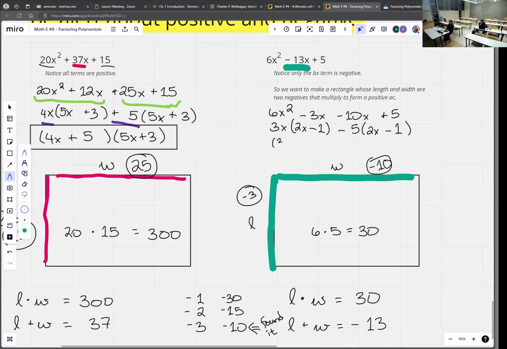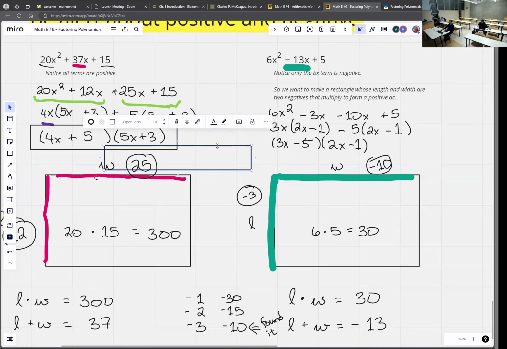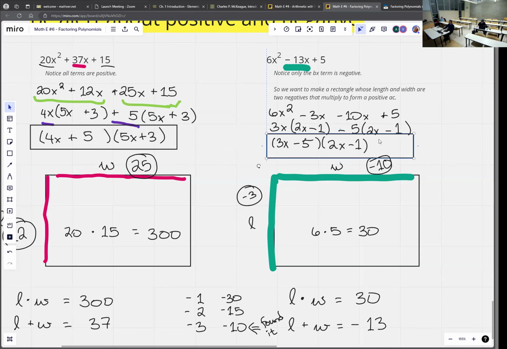So I can take my 3x from the first part, and I can take my minus 5 from over there, and say that's the other part of my two polynomials. So would that be the answer then? That is the answer. 3x minus 5 and 2x minus 1. Are there going to be any ones where the numbers in the parentheses are not the same? No, because the process always works.